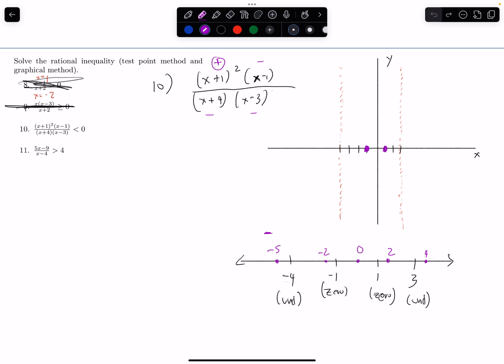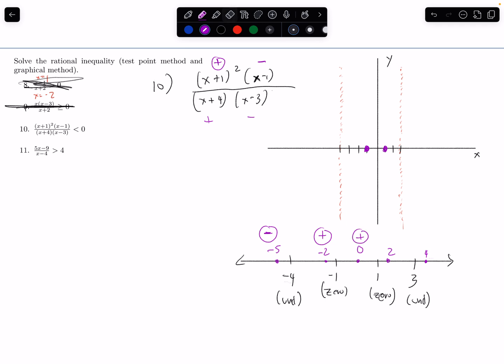Okay, on to -2. I'm going to leave that positive in that first spot because, like I said, squared, it's always going to be positive. Here, -2 -1, negative. -2 plus 4, positive. -2 minus 3, negative. 2 negatives makes it a positive. Okay. All right. And then, okay, at 0. 0 plus 1 squared, positive. 0 minus 1, negative. 0 plus 4, positive. 0 minus 3, negative. 2 negatives makes it a positive.